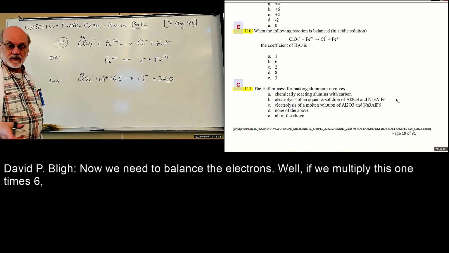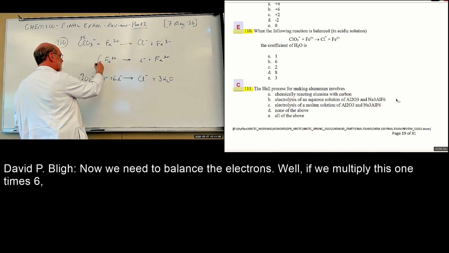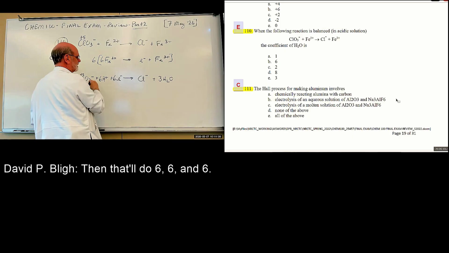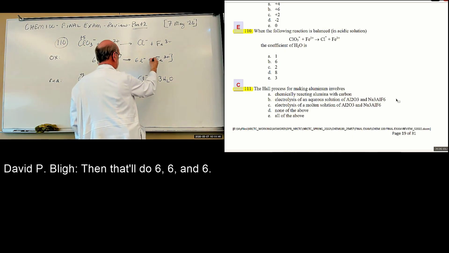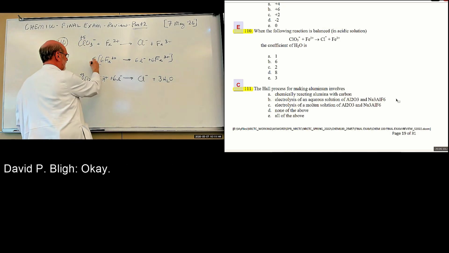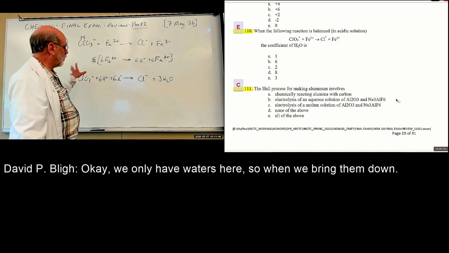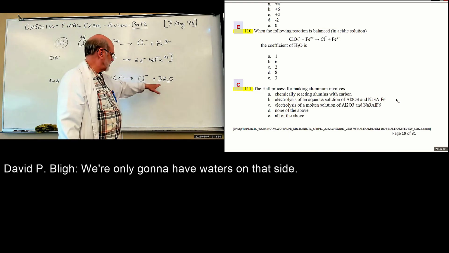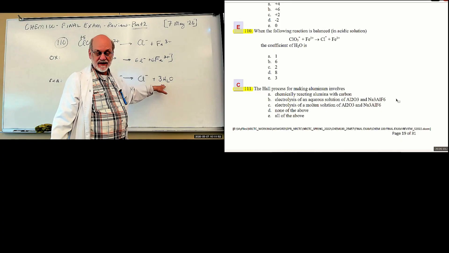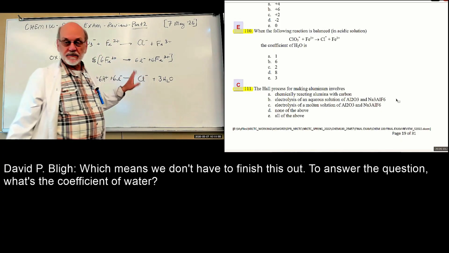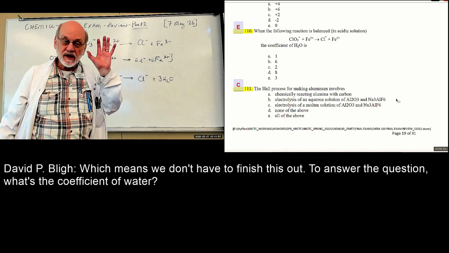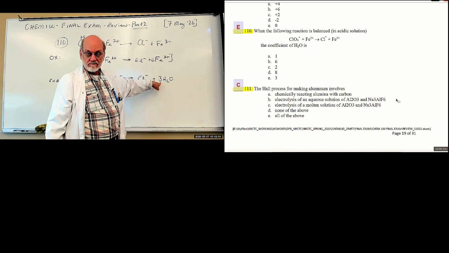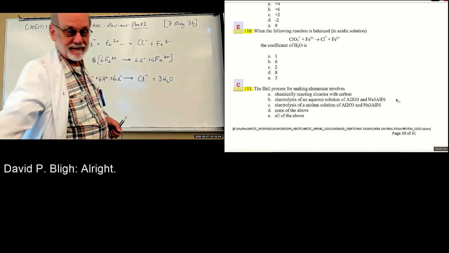Now we need to balance the electrons. Well, if we multiply this one times 6, then that'll do 6, 6, and 6. Okay, we only have waters here. So when we bring them down, we're only going to have waters on that side, which means we don't have to finish this out. The answer to the question, what's the coefficient of water? It's 3. All right.